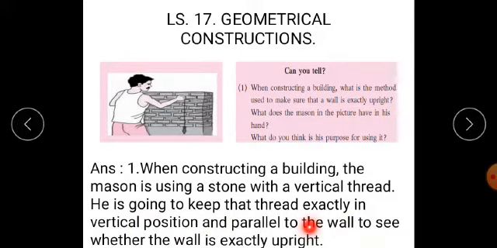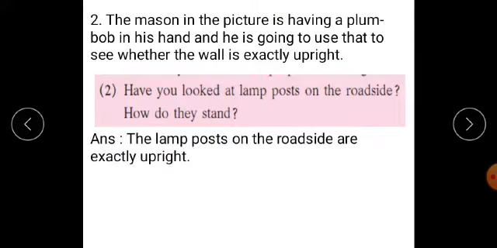Next one, the mason in the picture is having a plumb bob in his hand. A vertical thread with a stone attached to it is called a plumb bob, and he is going to use that to see whether the wall is exactly upright.